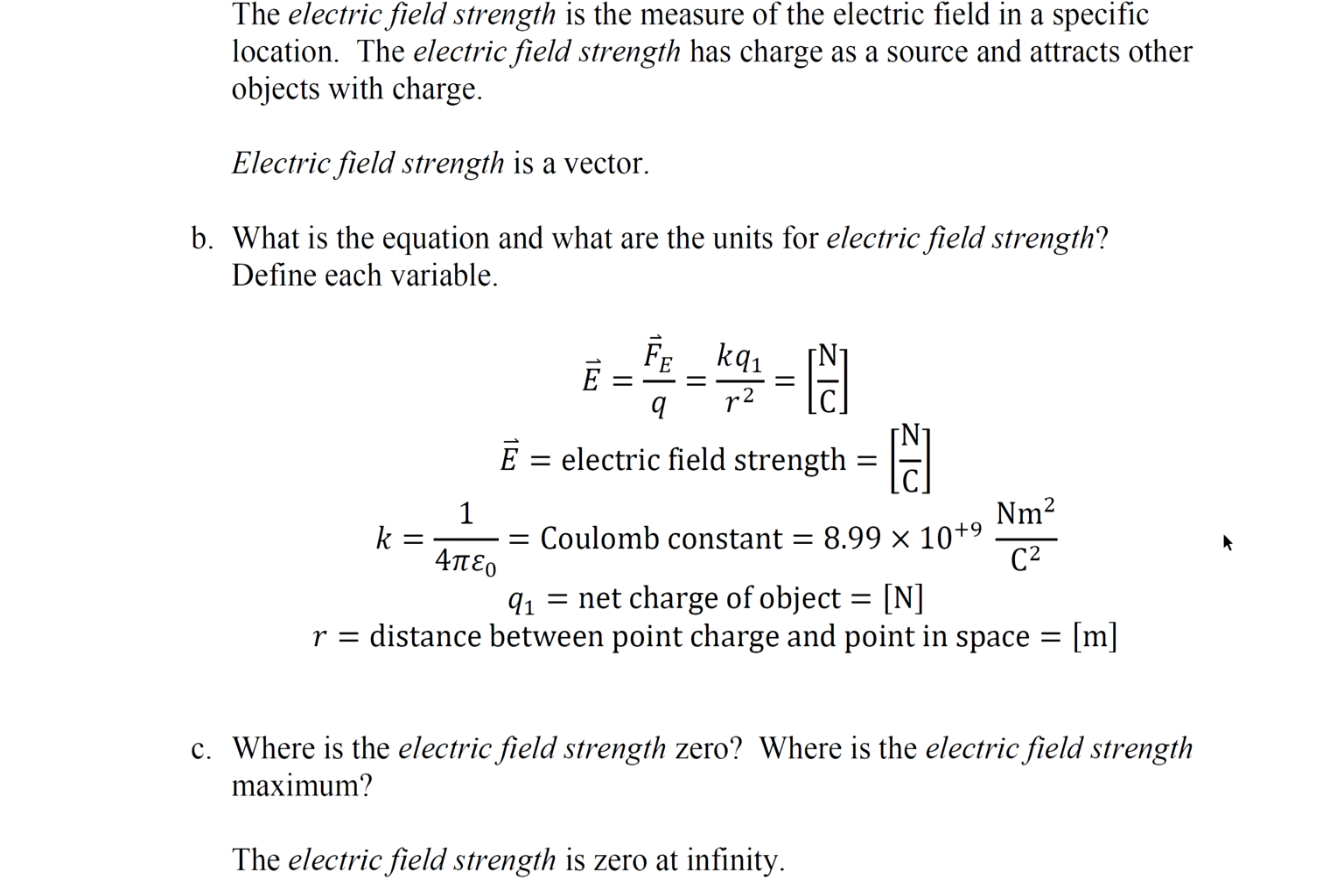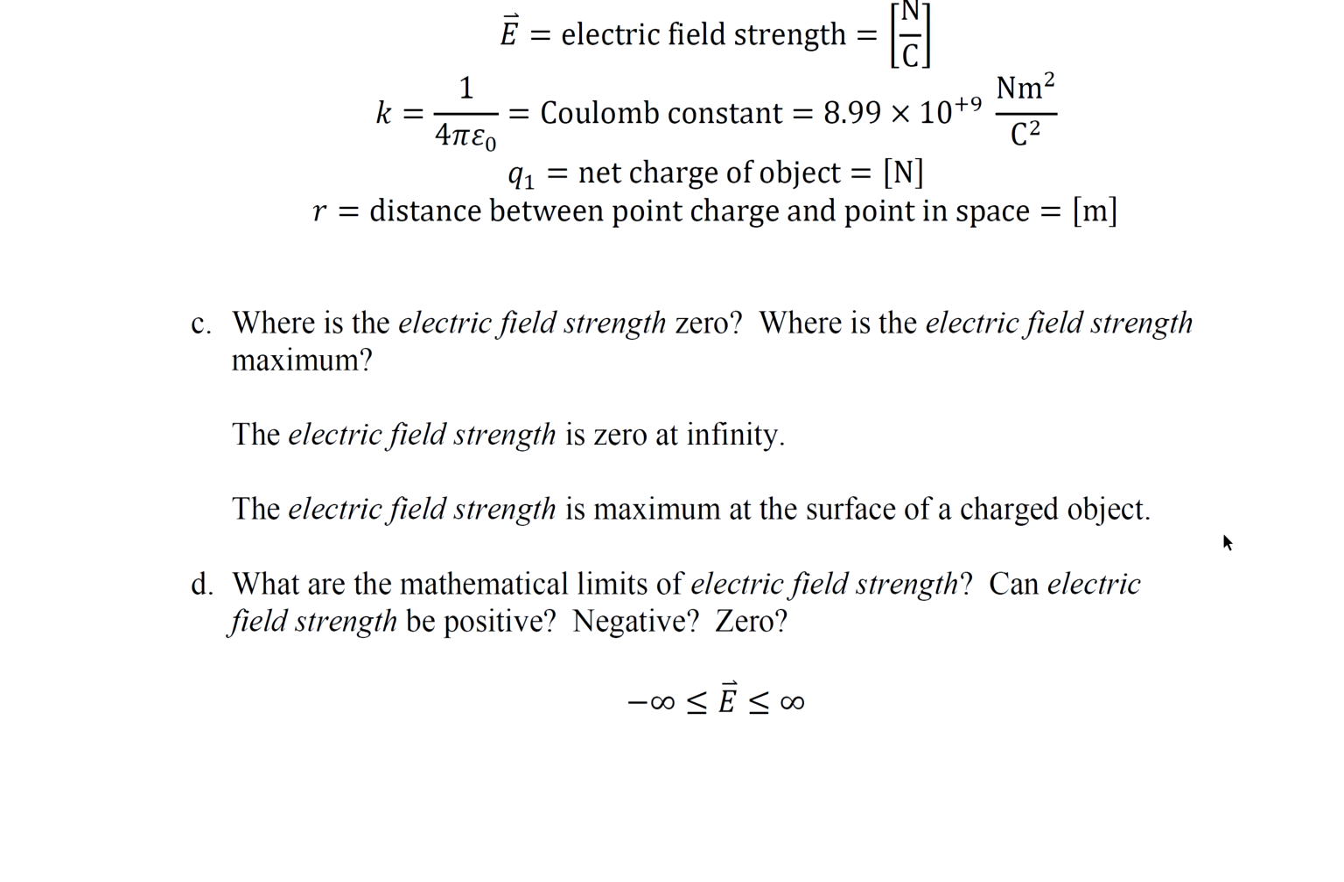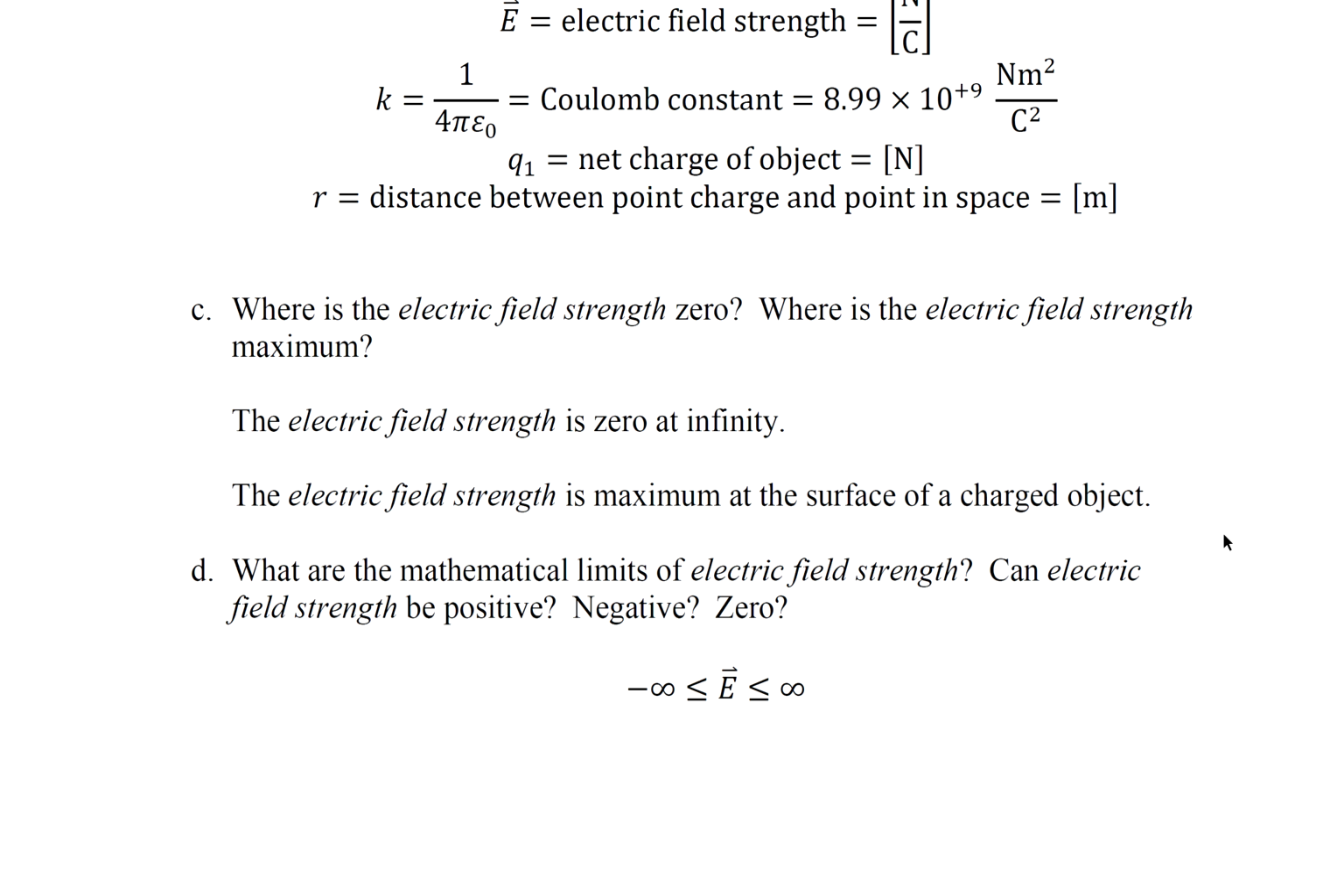Part B. What is the equation and what are the units for electric field strength? Define each variable. So electric field strength is force per unit charge. Part C, where is the electric field strength 0? Where is the electric field strength maximum? It's 0 at infinity, according to the equation, and it's maximum at the surface of a charged object.